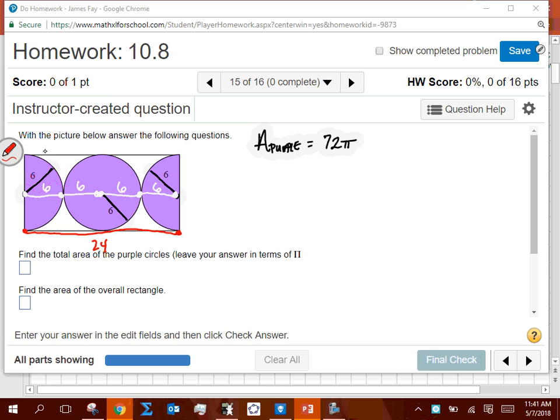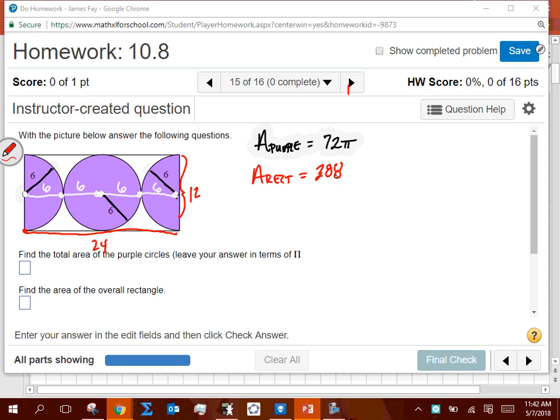Now, the number one mistake that people make is saying that this distance here is 6. What is that distance there going to be? 12. It's 2 radii, or the diameter of your circle. So now the area of the rectangle should be 24 times 12. 24 times 10 is 240, plus then another 48. So 288. Yeah, it's 48, not 268. So 288 is the area of that rectangle.